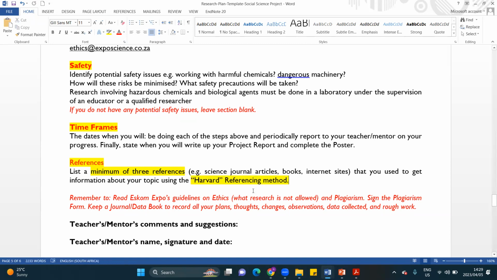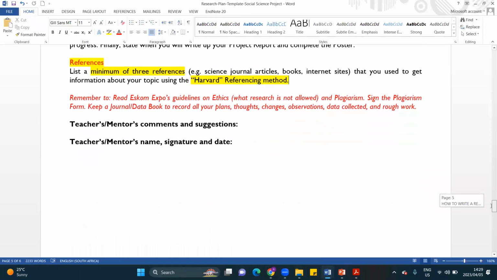That's what we use, okay? And we have a referencing guide which you can download from our website. Teacher, mentor, even if it's a parent that's a mentor, or someone from the community that's mentoring your project, remember the mentor needs to put comments, and the mentor needs to sign. Okay?